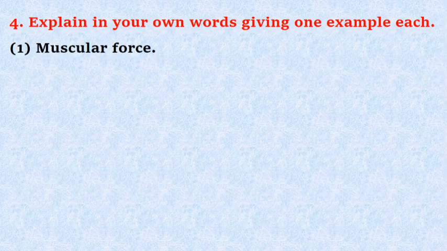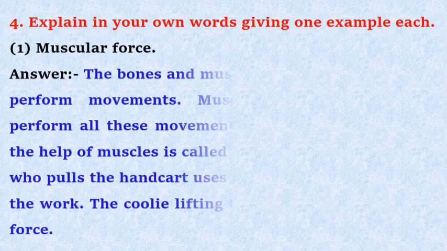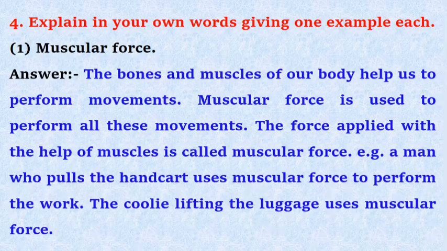Question number 4. Explain in your own words, giving one example each. First, muscular force. Answer. The bones and muscles of our body help us to perform movements. Muscular force is used to perform all these movements. The force applied with the help of muscles is called muscular force. Example, a man who pulls the handcart uses muscular force to perform the work. The coolie lifting the luggage uses muscular force.